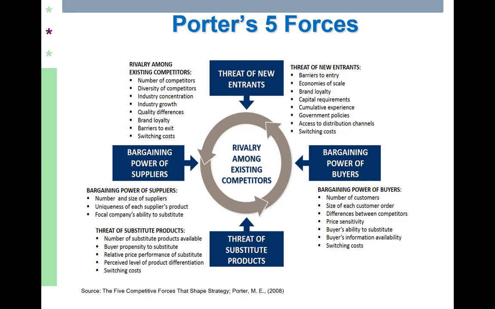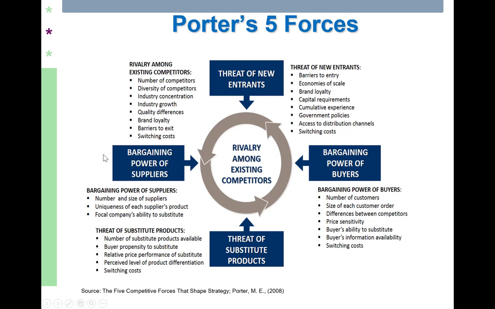Then you look at new entrants. I like almost the opposite. The barriers to entry. Is it easy to get in? If it is, then that's going to be a threat. If it isn't, then they shouldn't have to worry about it. How much does it cost to get into the business? What kind of experience do you need? And so on.